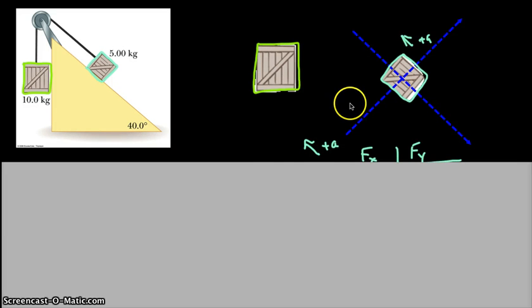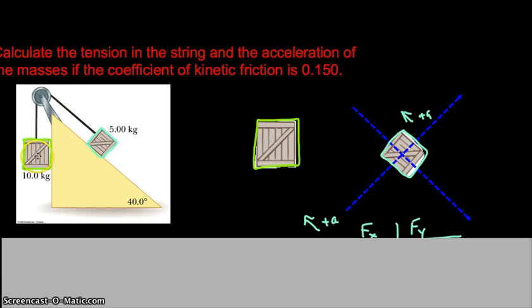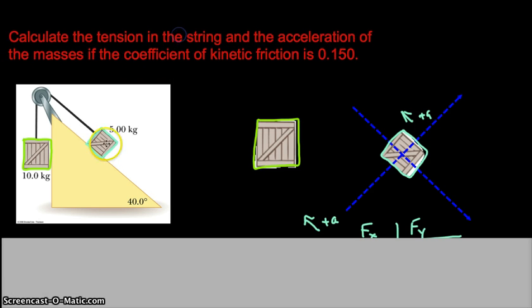All right, this is a problem involving constrained objects. A 10 kilogram mass hanging down here, and a 5 kilogram mass going to slide up with some friction between it and the ramp. We're supposed to calculate the tension in the string and the acceleration of the masses.